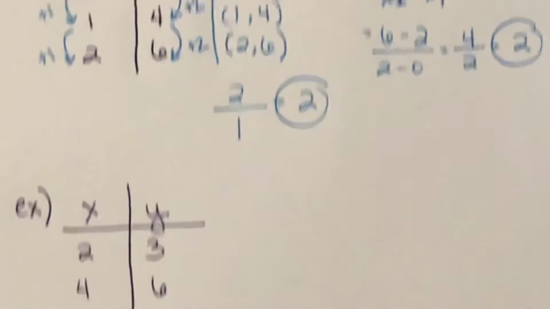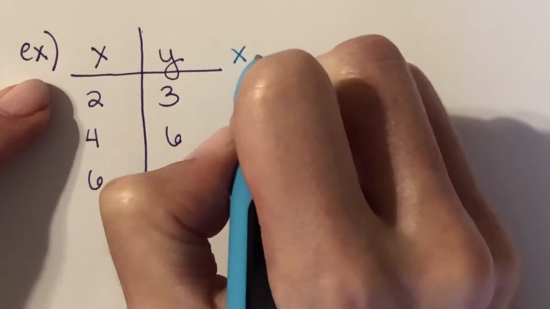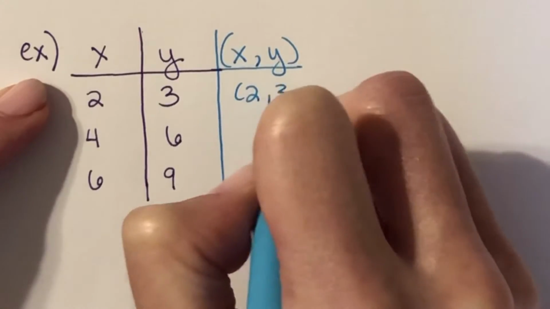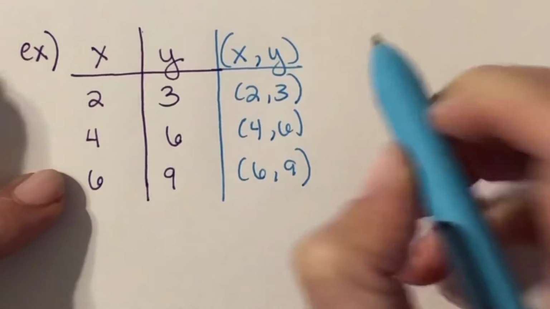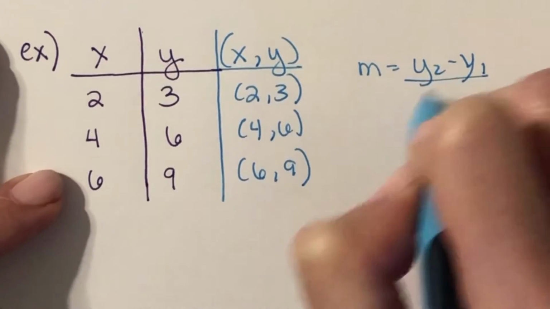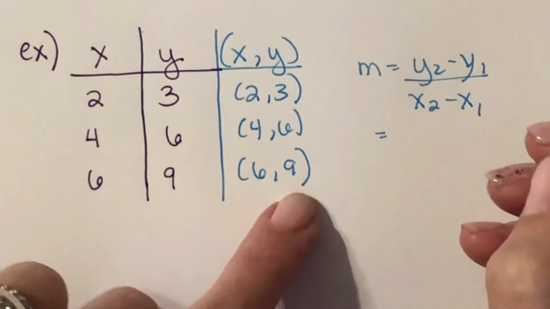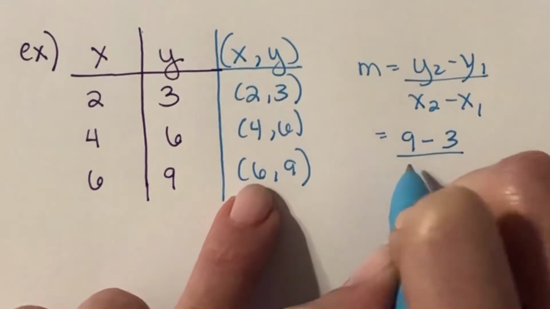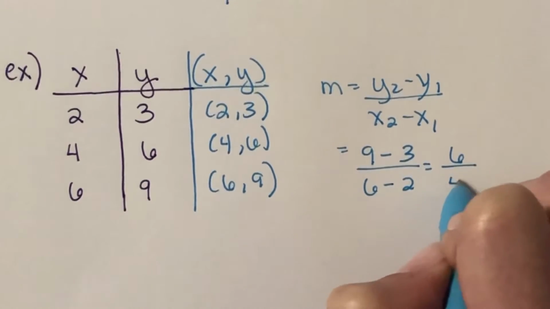Let's go ahead and do the second example. Here I have another xy table. I'll go ahead and make coordinate points out of these. I have the point (2, 3), the point (4, 6), and the point (6, 9). I can go ahead and do my change in my y's over my change in my x's. Again, I'll do my first and my third point because that's what I feel like. I'm going to do 9 minus 3 over 6 minus 2, and that becomes 6 over 4, which can reduce to 3/2.